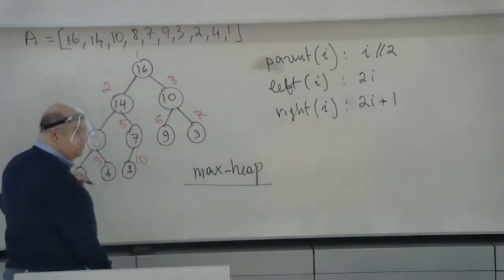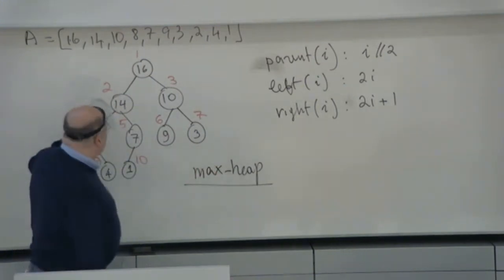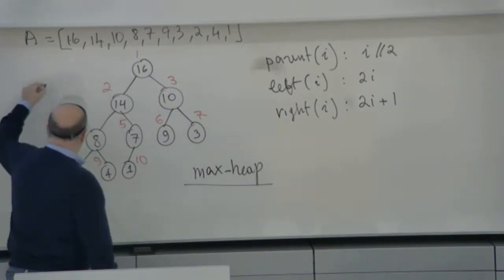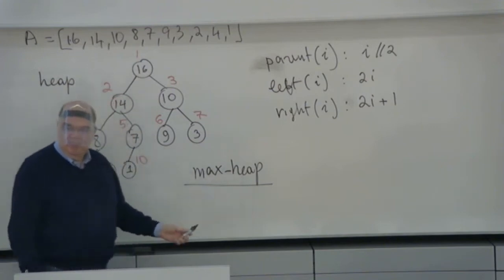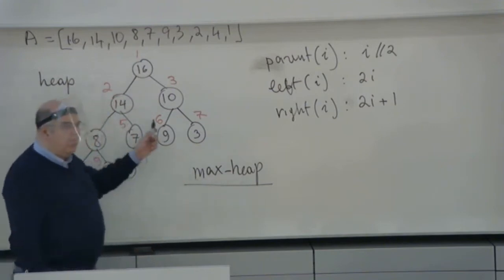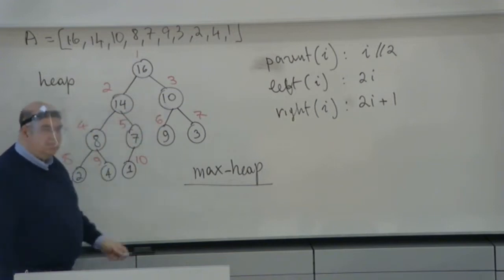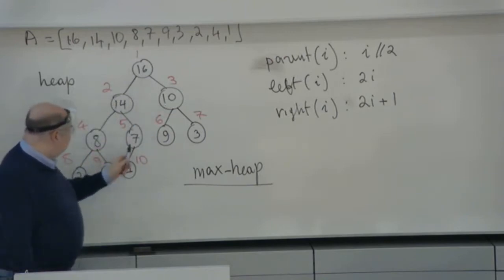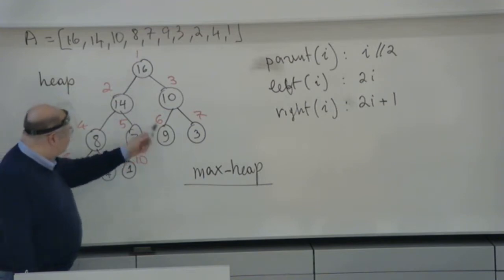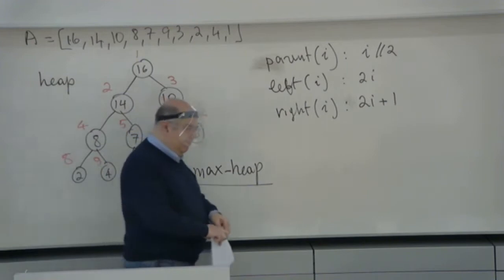So the whole idea is called a heap. Sorry, I didn't say that, which is the main thing. The structure like this is called a heap. And this is a max heap. Why max heap? Because every node is greater than or equal to its 2 children. So 16 is greater than or equal to 14 and 10. 14 is greater than or equal to 8 and 7. 8 is greater than or equal to 2 and 4, and so on for all the other nodes. And this is called a max heap.